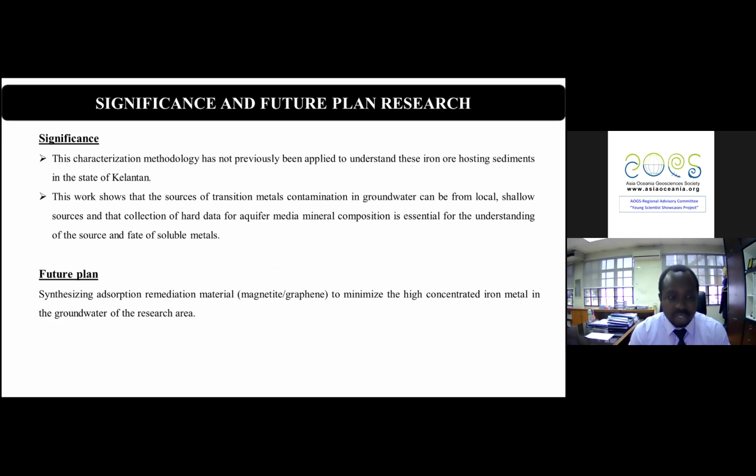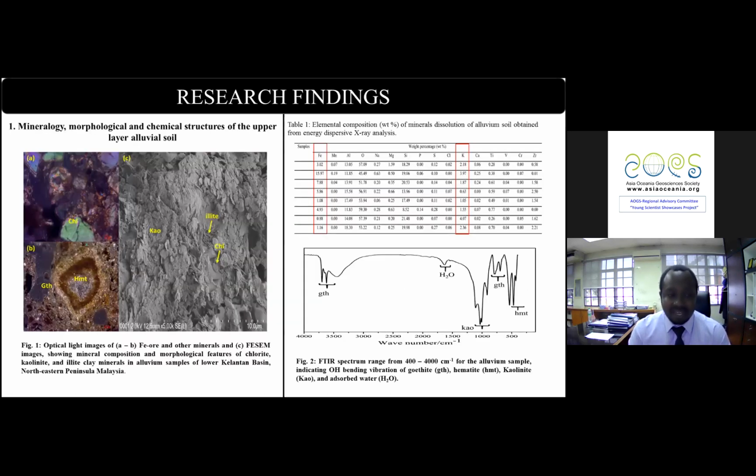Secondly, this work shows that the sources of the transition metals contamination in groundwater can be from local, shallow sources, and that collection of hard data for acquired media mineral composition is essential for understanding of the source and effect of soluble metals. Our future plan work is to come up with cost-effective and efficient remediation method that can be used to minimize the high concentrated metal in the groundwater of the research area.